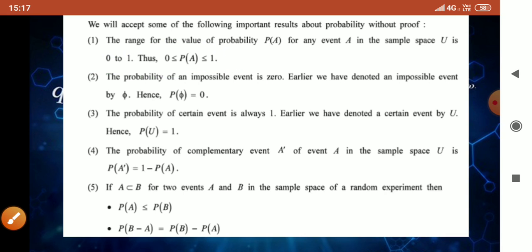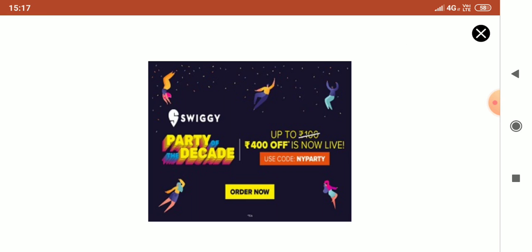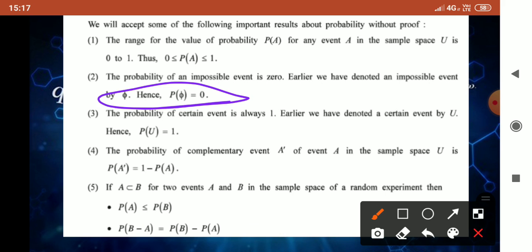Next, the probability of an impossible event is 0. If there is any impossible event which cannot come, like getting head and tail both in one trial, if we are tossing a coin, we cannot get head and tail both. That means it is an impossible event. So the impossible event probability is 0. Hence P of null set equals 0.